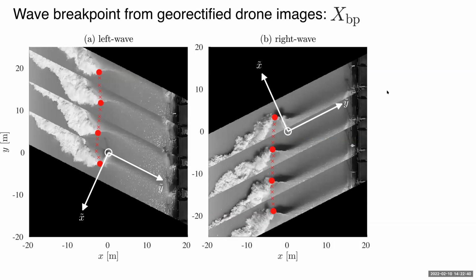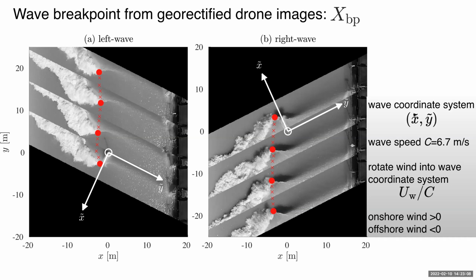So the first thing we want to do is get a quantitative value for the breakpoint location. We take the drone images and we identify the location where the lip overturns and the splash up begins. Those are the red dots shown here for a left wave and the red dots shown here for a right wave. Then we average this for 20 meters prior to the wave coming to hit the rig to develop a breakpoint location.